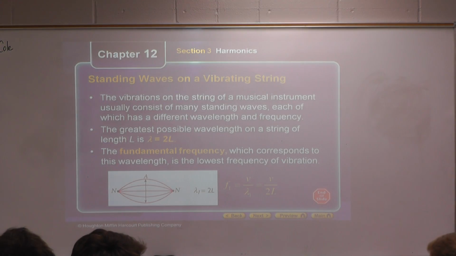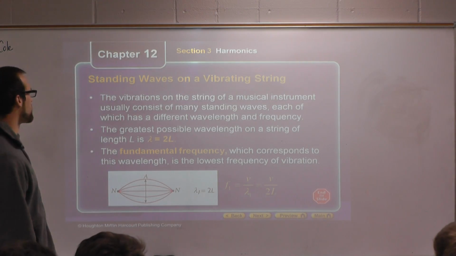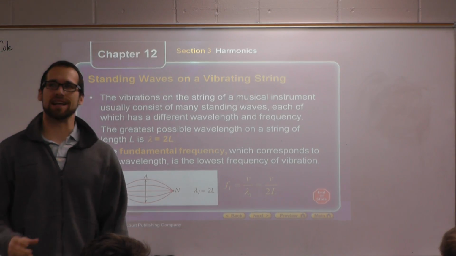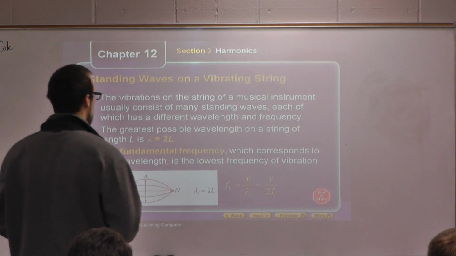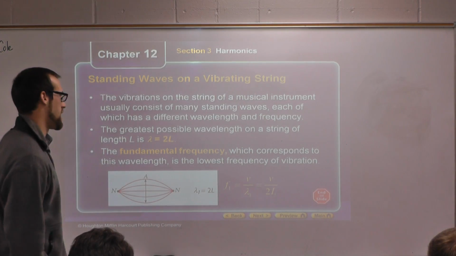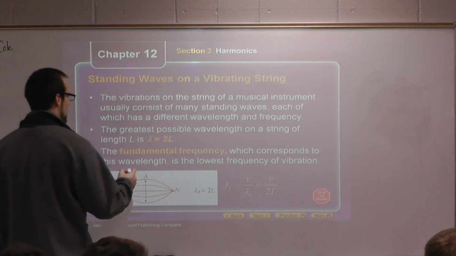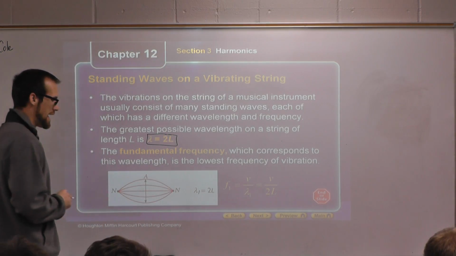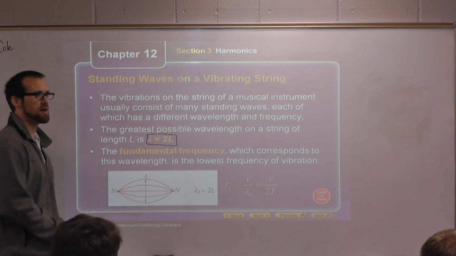Okay, so vibrations of a string of a musical instrument usually consist of standing waves. Standing waves again are the same frequency, same wavelength, same amplitude, traveling in different directions, and they interfere. Now it says the greatest possible wavelength of a string is this. I'm going to show you why. Imagine this is a string that's being plucked on a guitar.